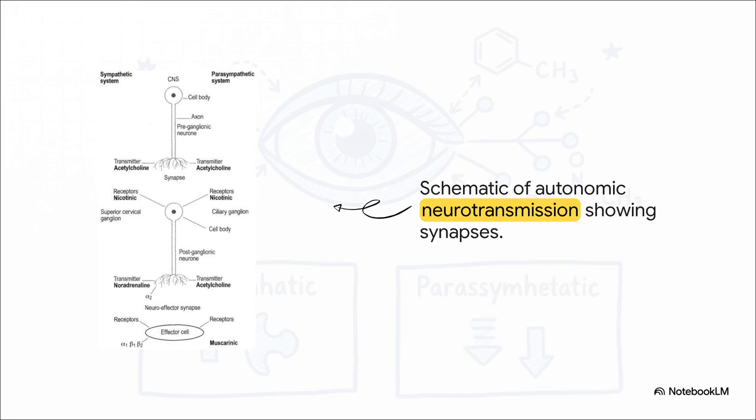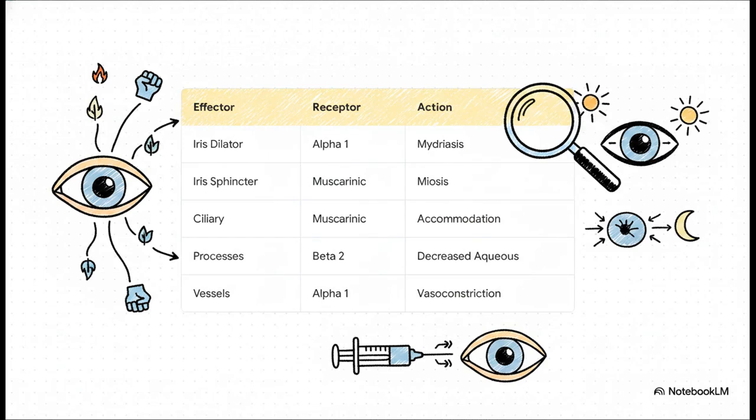Then finally, at the very end of the line, the nerve releases a transmitter directly onto the organ itself. If it's a sympathetic nerve, it drops noradrenaline, which binds to those alpha or beta receptors. If it's a parasympathetic nerve, it drops acetylcholine, which locks onto the muscarinic receptors. The physical shape of the transmitter fits flawlessly into the receptor, exactly like a key into a lock, instantly triggering the eye to react. Now, this matrix right here, this is the absolute core of ocular pharmacology. It perfectly maps out cause and effect.